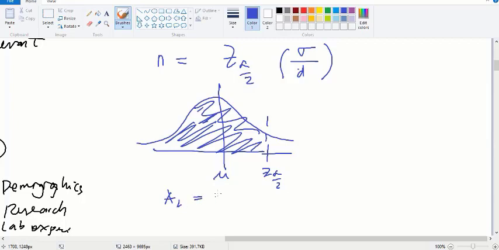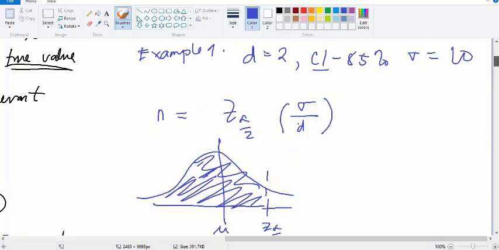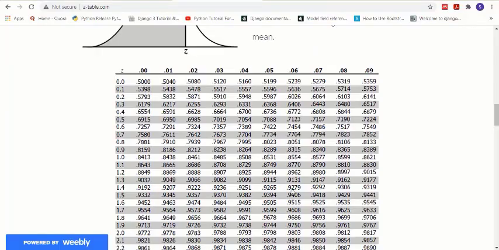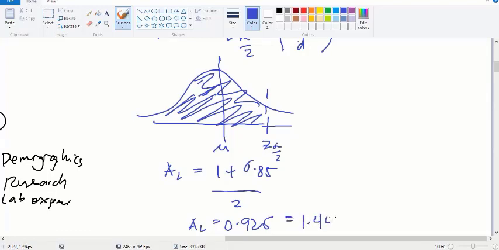So, A over 2 is 1 plus 0.85 over 2? Yes, so 0.85 over 2. So, the area is, calculator, 1 plus 0.85 divided by 2, 0.925. So, 0.925, go to the table, 0.925. Okay, ito na ang pinakamalapit, no? 1.44 ang z value niya.